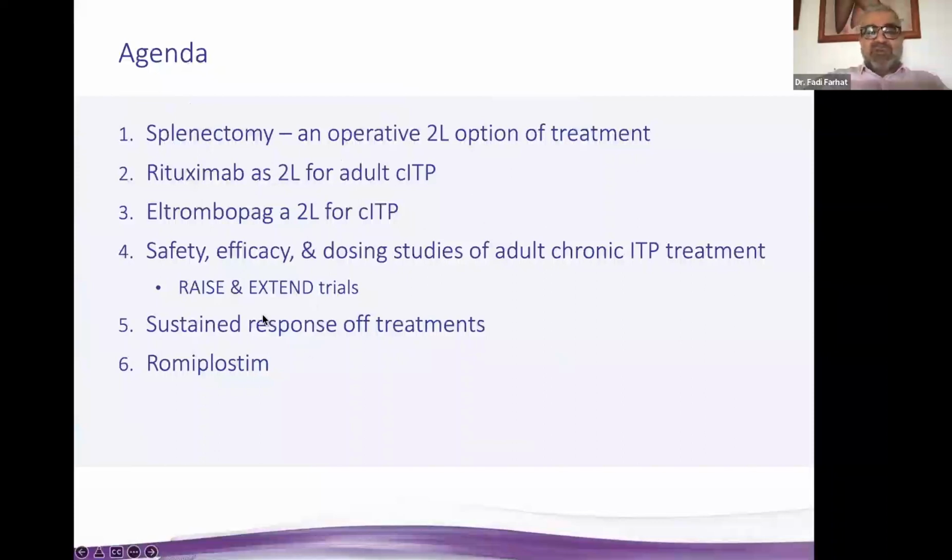I will talk about the surgical and the medical options, and then we will talk about two interesting and important studies, RAISE and EXTEND, and then the principle of sustainability of the response. Finally, I will finish with another drug, romiplostim, which might be interesting and important in our practice, giving more chances for our patients.